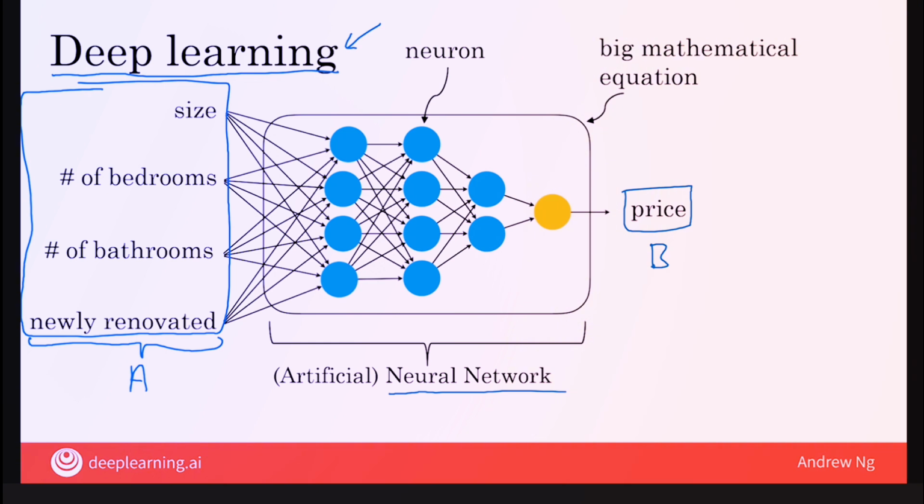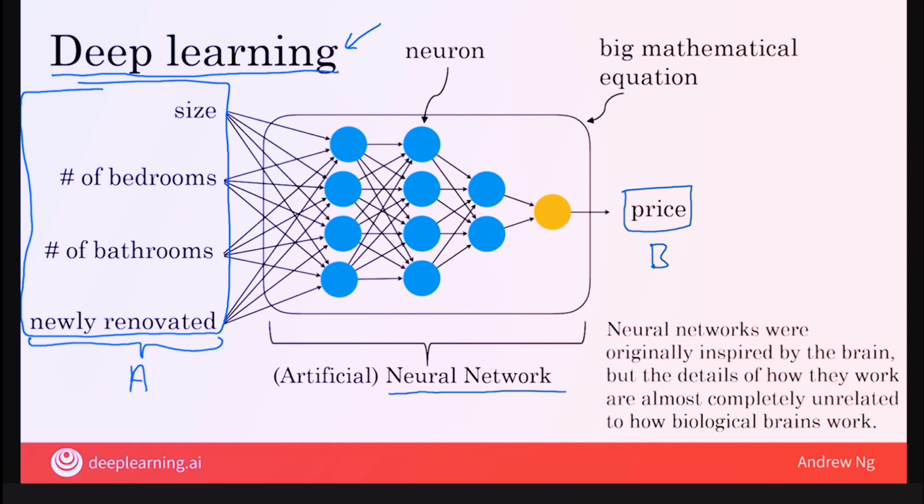So what do neural networks or artificial neural networks have to do with the brain? It turns out almost nothing. Neural networks were originally inspired by the brain, but the details of how they work are almost completely unrelated to how biological brains work. So I would be very cautious today about making any analogies between artificial neural networks and the biological brain, even though there was some loose inspiration there.